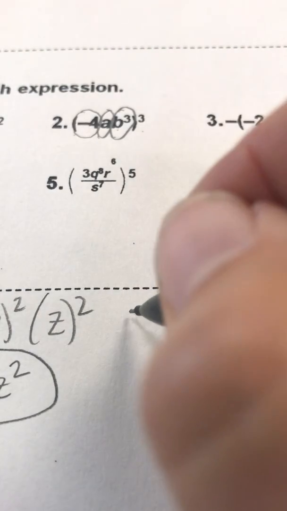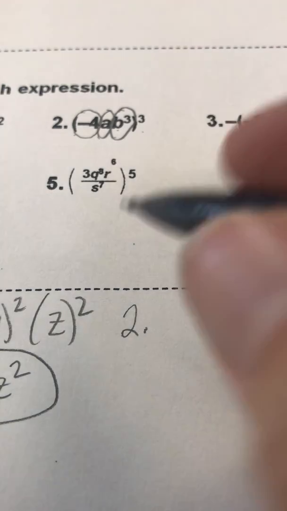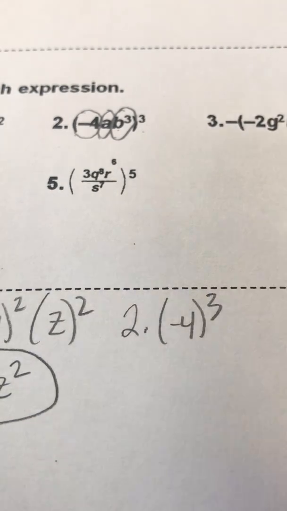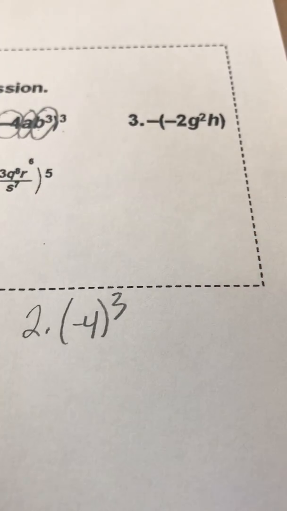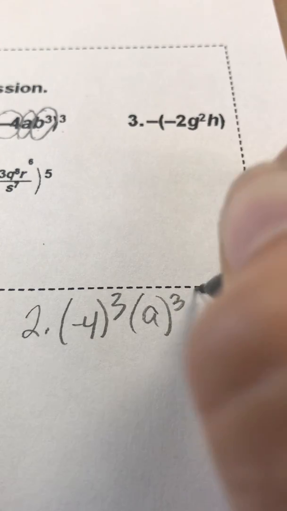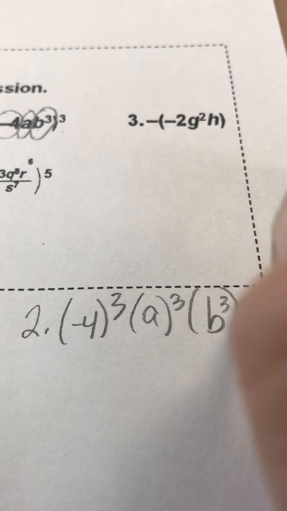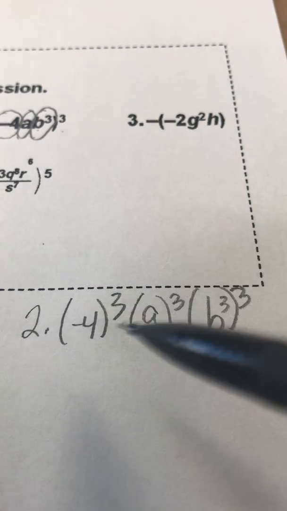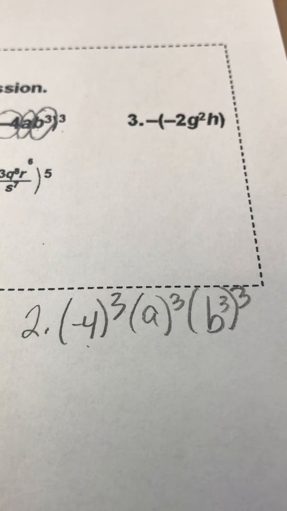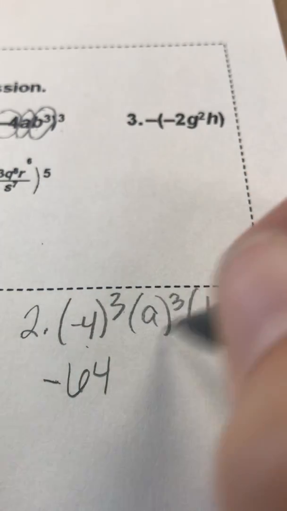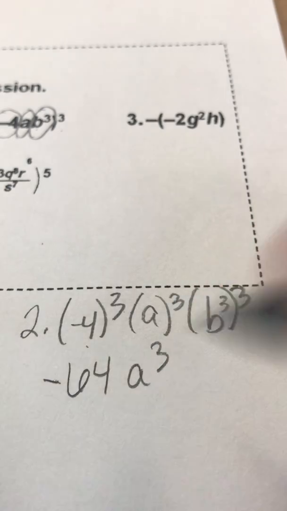So each one of these factors needs to be raised to the third power. So here we go, number 2. We have -4 in parentheses to the third power. We then have a to the third power and b to the third raised to the third power. There we go. So -4 to the third power means -4 times -4 times -4. It gives you -64.